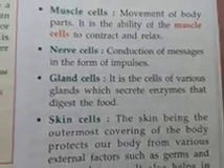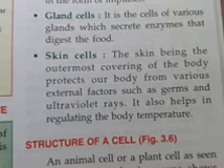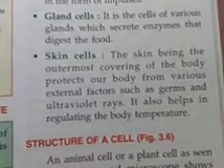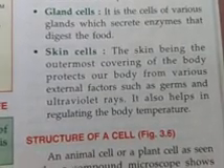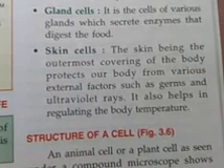The cells of the gland secrete certain enzymes which help in the chemical processes like digestion of food inside the body. The cells of the skin. The skin forms the outermost covering of the body of all organisms, hence functions in protection. The skin cells fight external factors like germs and ultraviolet rays, thus protecting the body. It also regulates the body temperature.